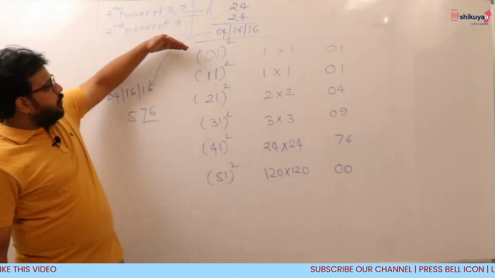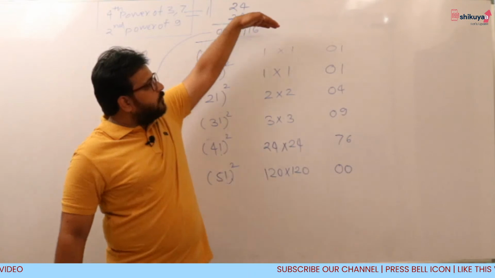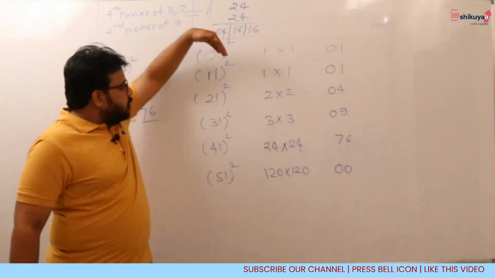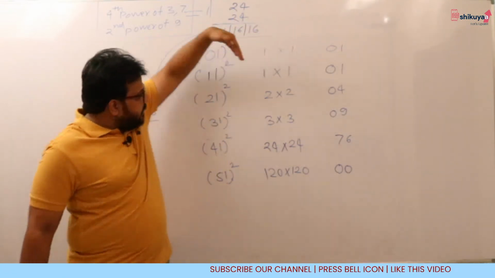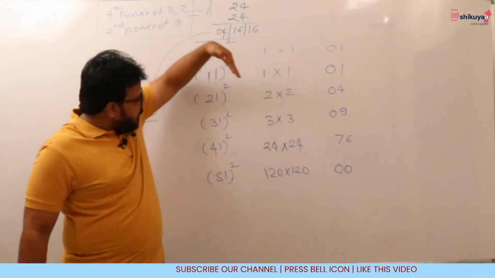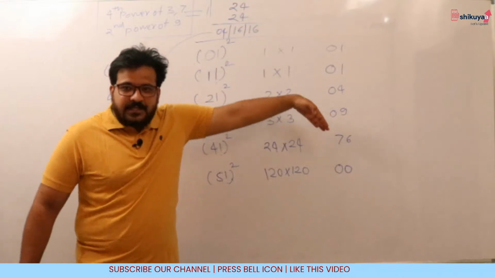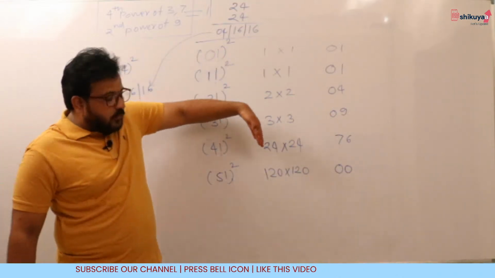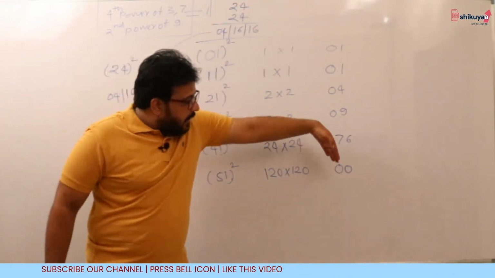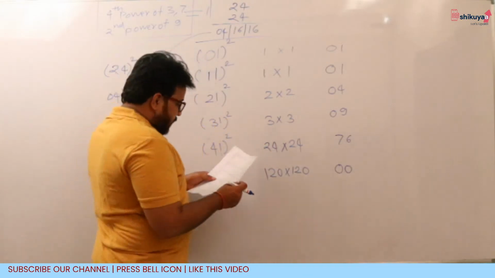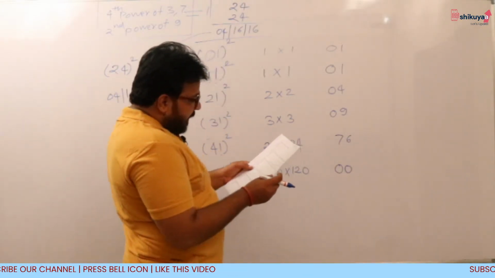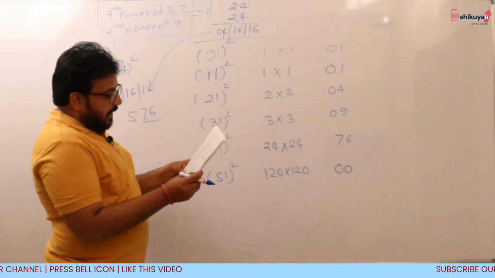Look at it. 0 factorial is 1. So square of 0 factorial is 01. Square of 1 factorial is 1. Square of 2 factorial is 04. Square of 3 factorial is 9. Square of 4 factorial is 76. And the square of 5 factorial is ending in 00. Now they have asked us to calculate the sum of these last two digits, correct?